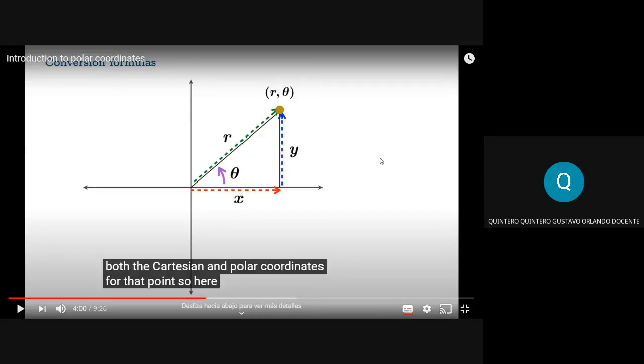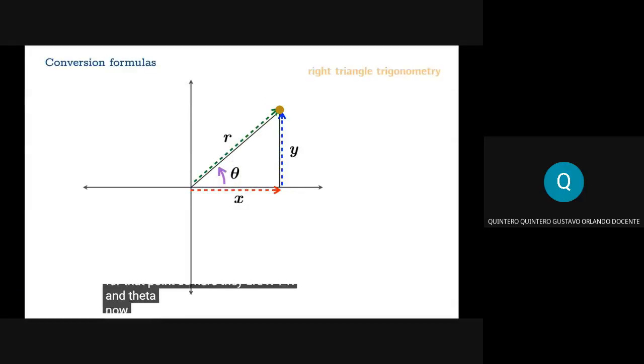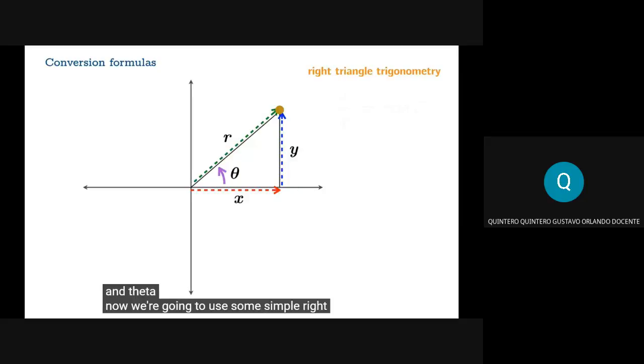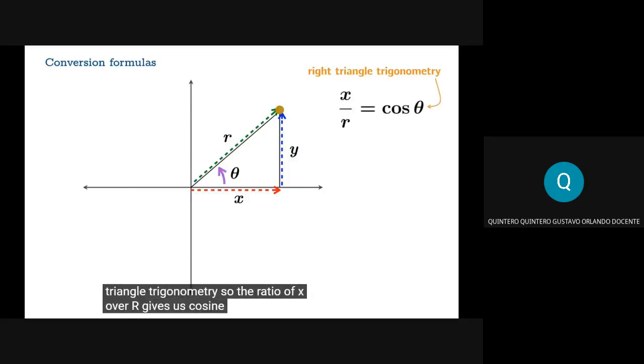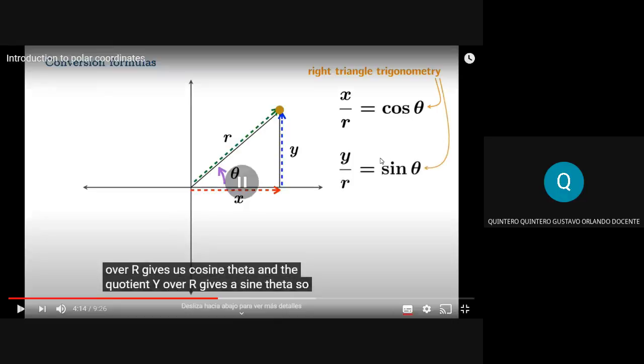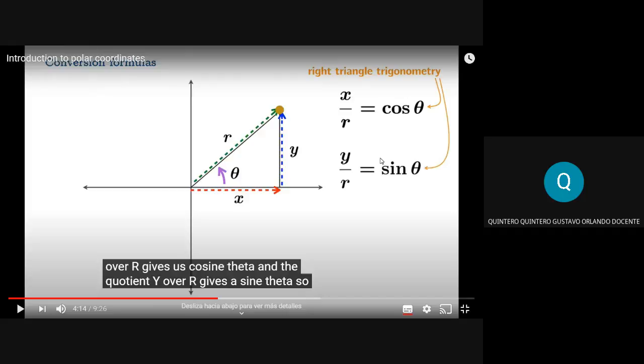This is how. Here they are: x, y, r, and theta. Now we're going to use some simple right triangle trigonometry. The ratio x over r gives us cosine theta, and the quotient y over r gives us sine theta. Did you guys remember this? This is a simple use of SOHCAHTOA, which you guys remember from 7th grade. Hopefully you remember it from 7th grade, or maybe from 8th grade, or maybe from 9th grade in another subject, physics or whatever, right?